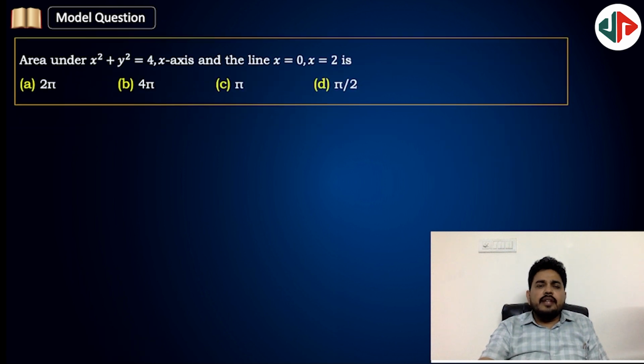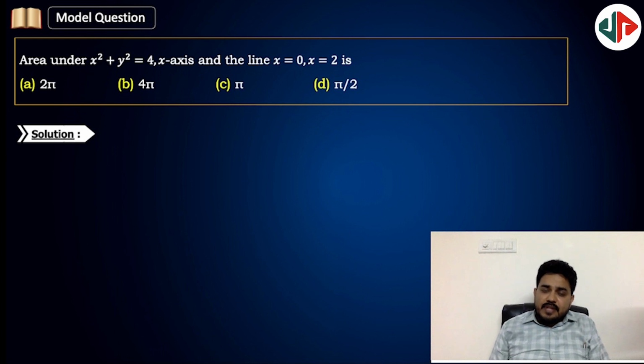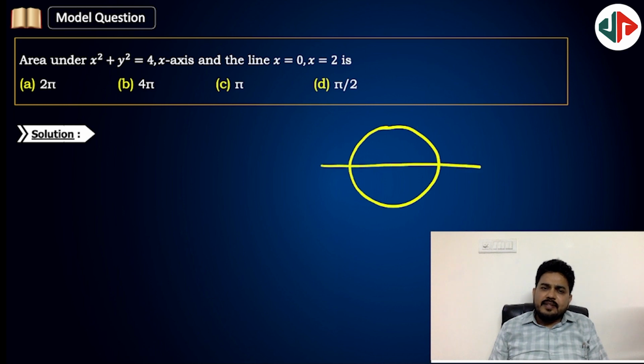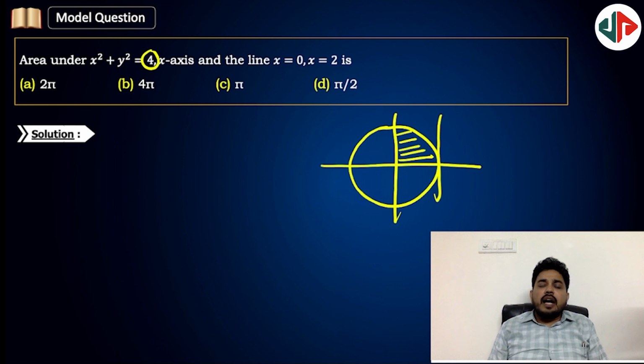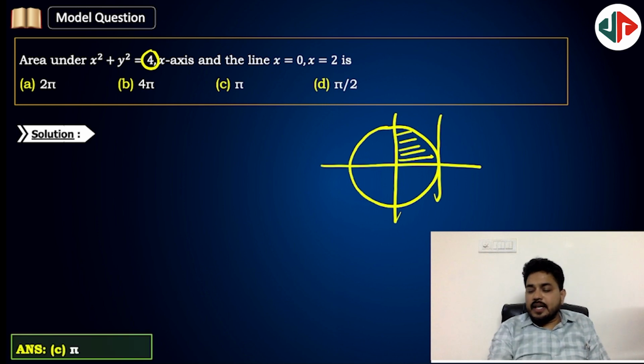Next question is the area under the curve, the same circle only, but the difference is the x-axis, x is equal to 0 and x is equal to 2. So you require this area, one fourth of the total. So the answer is equal to pi r square by 4. Pi r square by 4 means you are going to get the answer as pi.